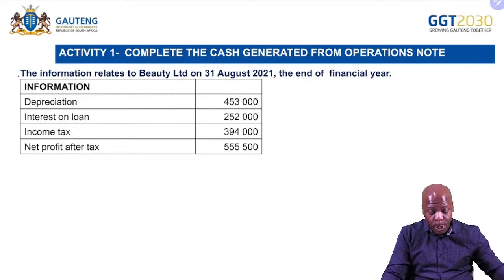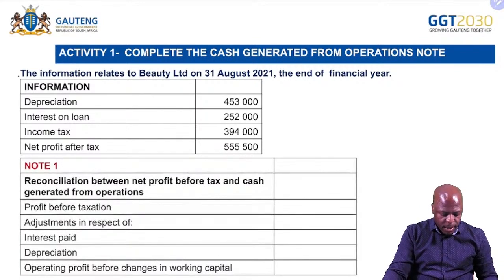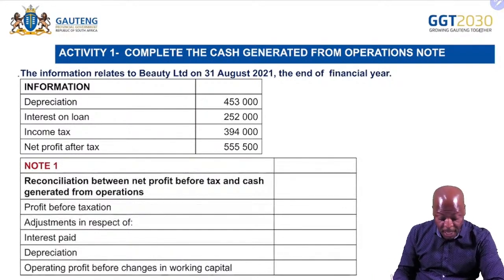Dear learners, I want you to come with me now. I'm going to do activity number 1. Here is activity number 1. It is a reconciliation between net profit before tax and cash generated from operations. Please keep your calculators close. All right, let's see. What do they give us here?